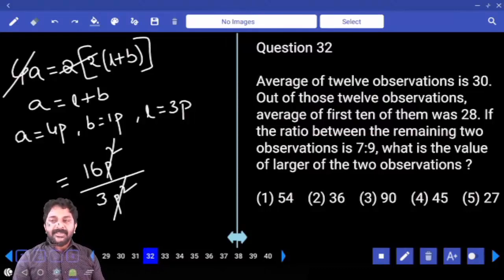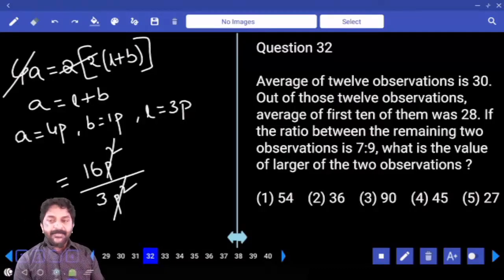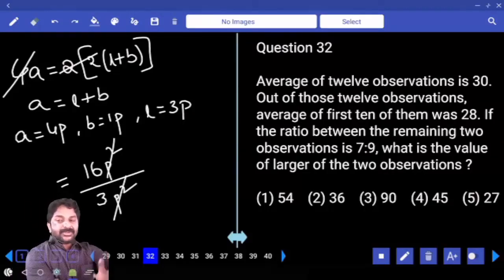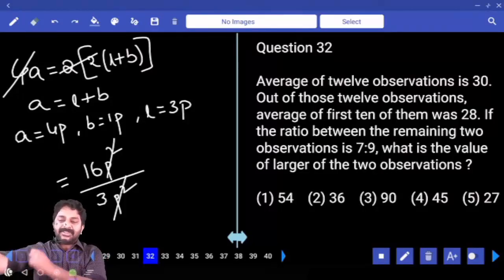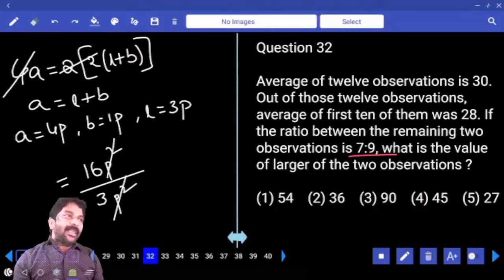Average of 12 observations is 30. Out of those 12 observations, the average of the first 10 of them was 28. The ratio between the remaining 2 observations is 7:9. What is the value of the larger of these 2 observations? They are in the ratio 7:9. The larger number is 9 parts only. It must be a multiple of 9. So we have to calculate, correct?